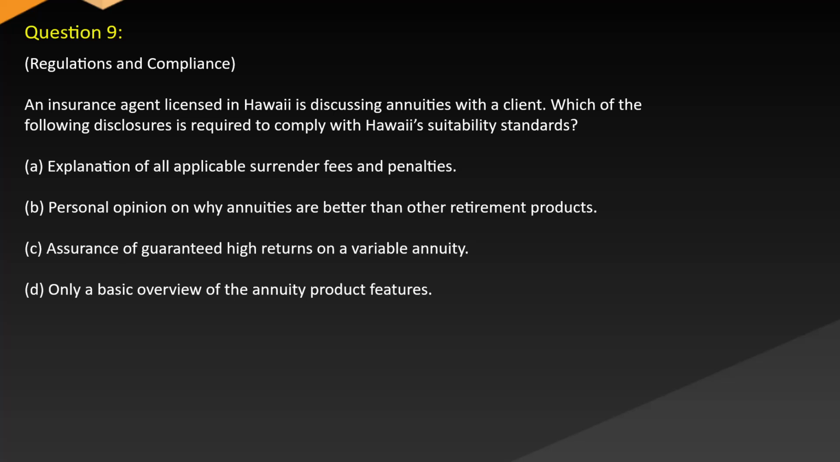Question 9. Regulations and compliance. An insurance agent licensed in Hawaii is discussing annuities with a client. Which of the following disclosures is required to comply with Hawaii's suitability standards? A. Explanation of all applicable surrender fees and penalties. B. Personal opinion on why annuities are better than other retirement products. C. Assurance of guaranteed high returns on a variable annuity. D. Only a basic overview of the annuity product features.